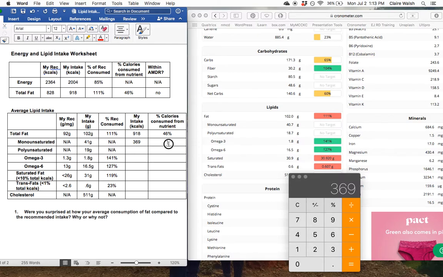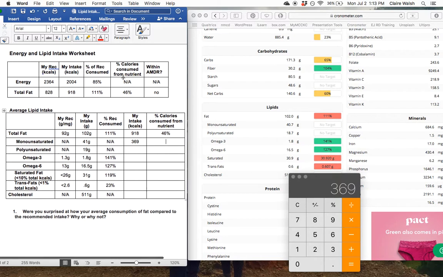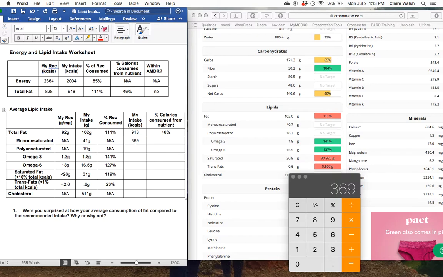And then when we look at percent of calories from a specific nutrient, we're going to take these numbers divided by your total calorie intake, since that's one of the ways that we measure fat intake, as a percentage of total calorie intake. So for monounsaturated fat, I'm going to take 369 and divide that by my total average calorie intake for those 3 days, which was 2,004. That brings me to 0.18 or 18%.